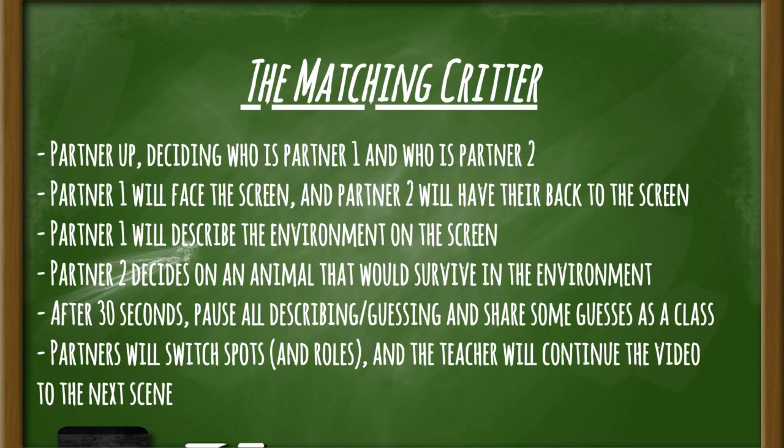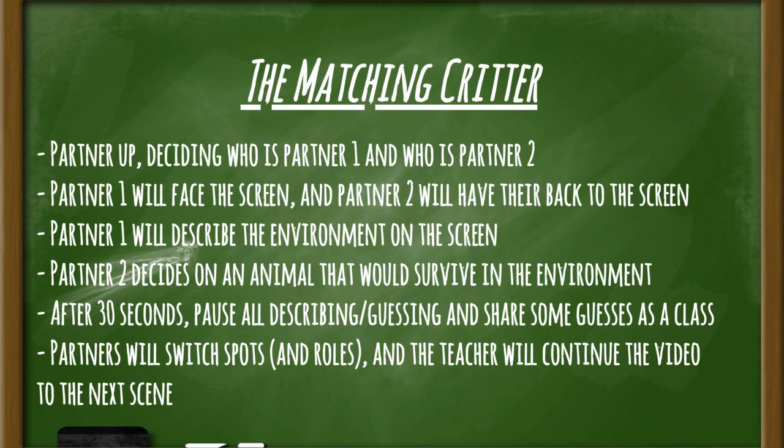All right, for our first activity, we're going to do a little bit of a matching kind of review game. For this activity, you're going to need to pair up, but listen to the instruction first. One of you is going to describe a different environment that you see on the screen. You'll be looking at the screen. Your other partner will have their back turned to you and they will have to decide what type of animal would be successful in this environment.